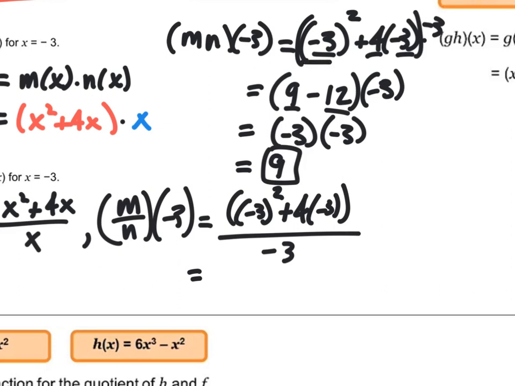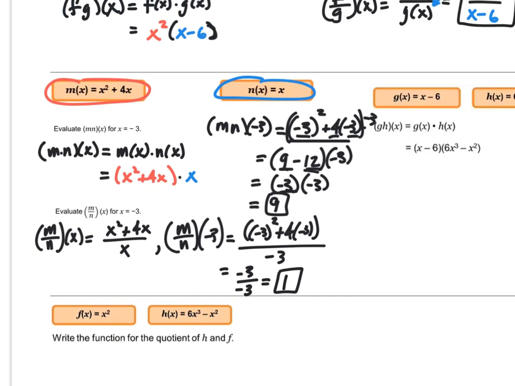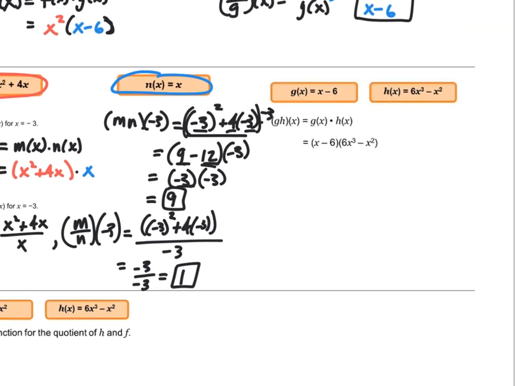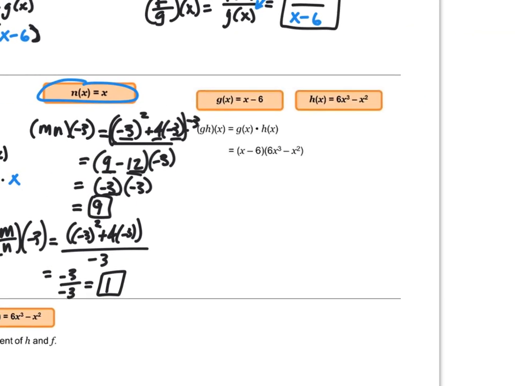We've done negative 3 squared plus 4 times negative 3. That gives us 9 minus 12, which is going to give us negative 3. So in my numerator, we're going to get negative 3, and then we're going to divide that by negative 3, and this gives us a value of 1. So if you multiply these functions together and you plug a value in, you're going to get something different. Same thing if you divide them, you're going to get something different out of this. And that's all I got.